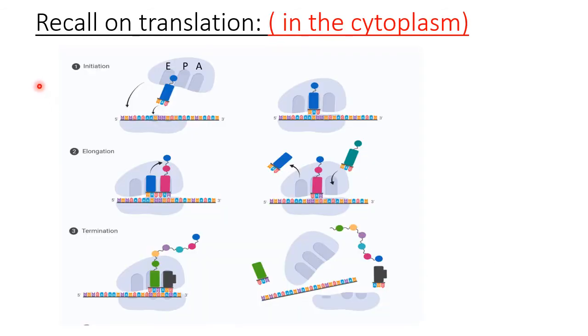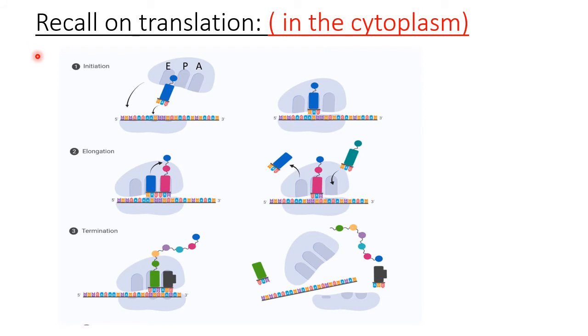Now translation, it is the second process of protein synthesis. It occurs in the cytoplasm. Now mRNA is in the cytoplasm. It will be transformed into a protein or a sequence of amino acids. According to the mRNA sequence, amino acids will be joined and formed in a sequence.